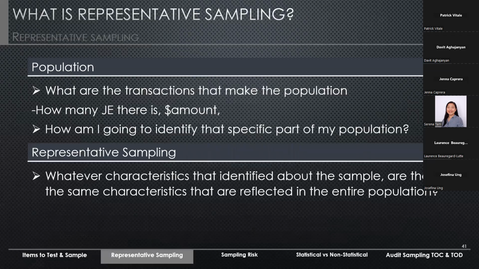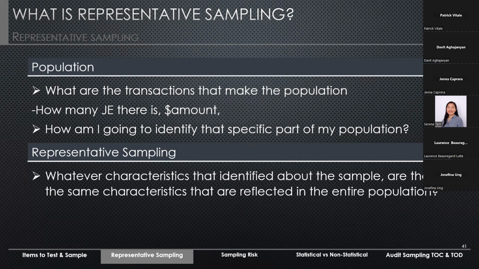So population is really just, if you're looking at invoices more than $500, then it's all the invoices above $500. So everything that's in your hands, your testing.